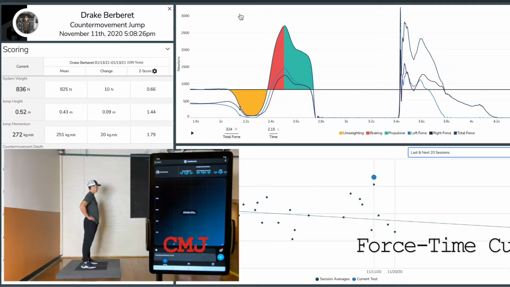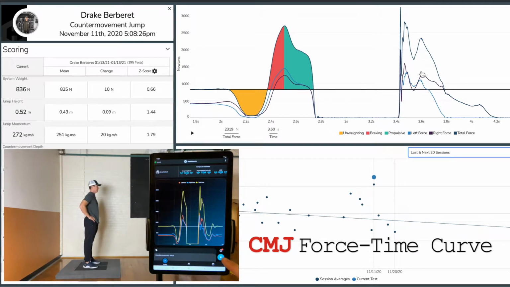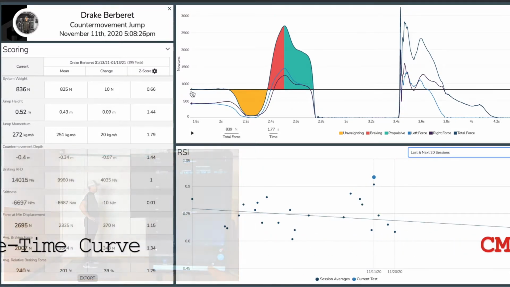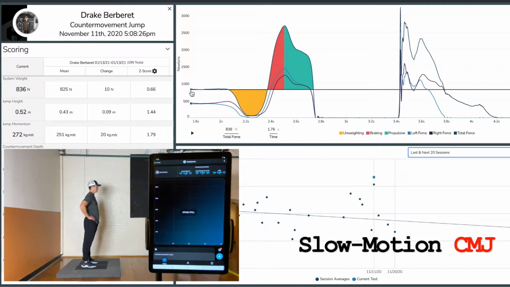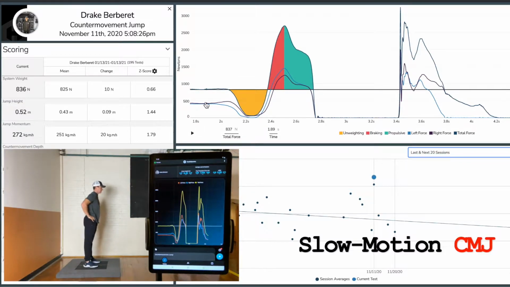All right, so finally we work our way up here to the force time curve, and what this video is about. I'll kind of just talk about where the athlete is on the jump during this curve. So we have newtons on the left here and time on the bottom.